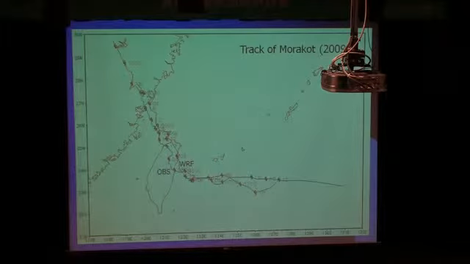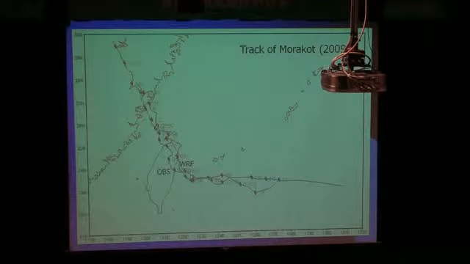Okay, a lot of people show the simulated track and the observed track of Typhoon Morakot, and this is what we did for the Morakot case. Basically, the simulated landfall position is on Yilan County. The observed landfall point is on Hualien County, so basically it's slightly to the north. However, the general trend is quite good.